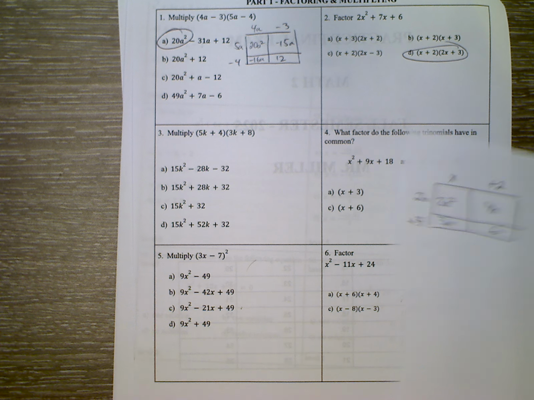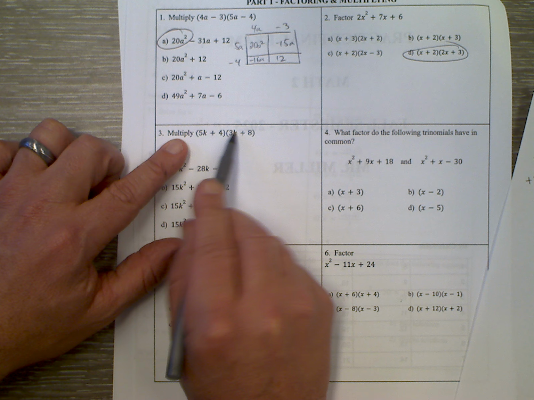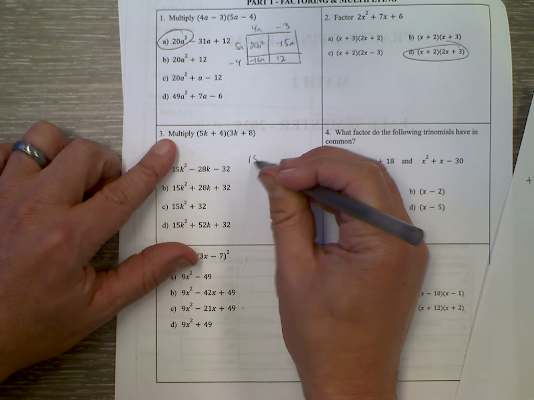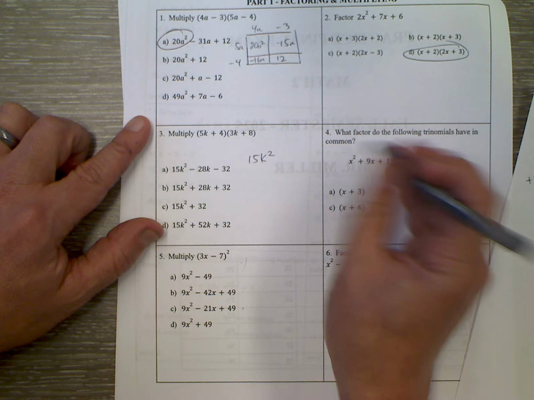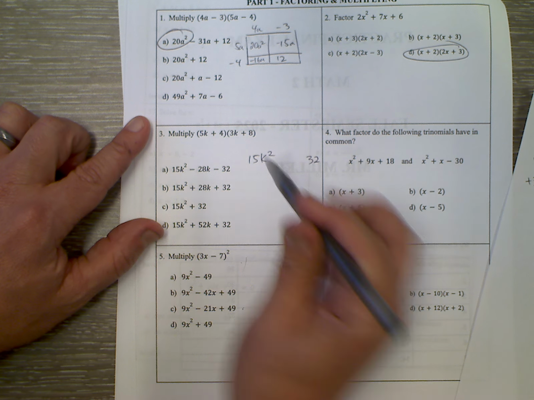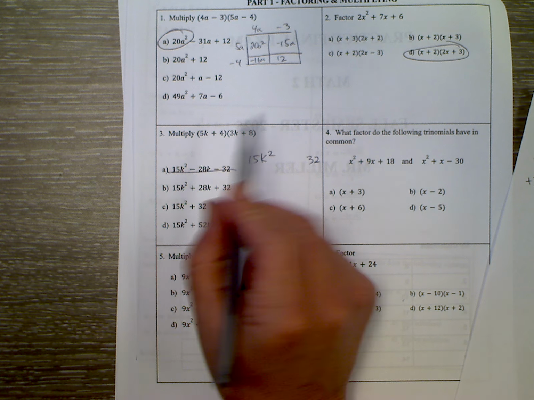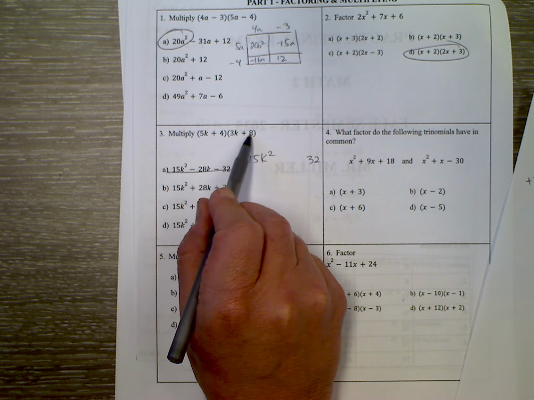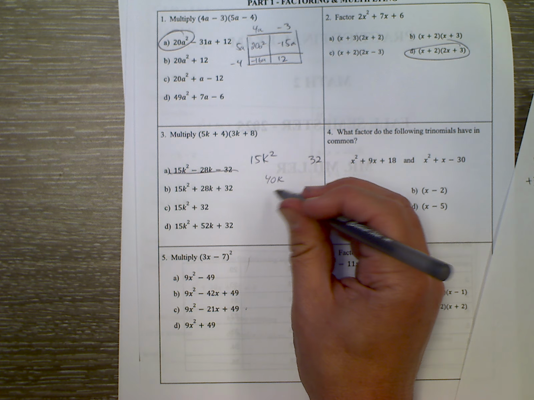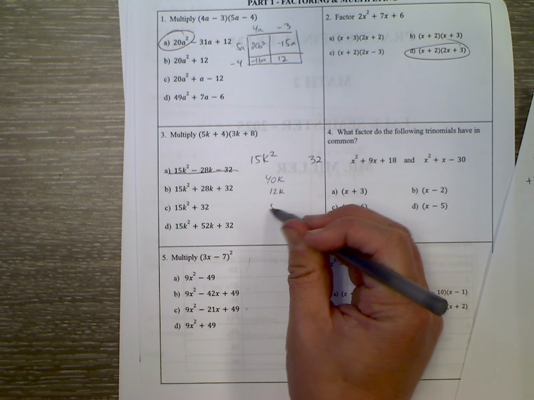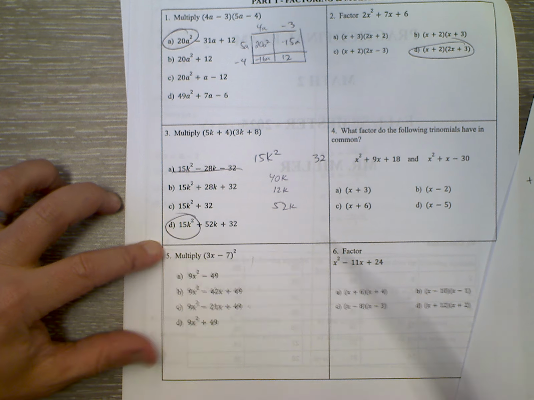All right, another multiplying question. So I know when I multiply these two, that's definitely going to give me 15k squared. The 4 times 8 is going to give me positive 32, so that one's out. So now I just got to figure out that middle term. This 5k dimension is going to multiply by 8, and that's going to give me 40k. 4 times 3 is going to give me 12k. So I'm going to have 52k area in my rectangle. So we are at D.